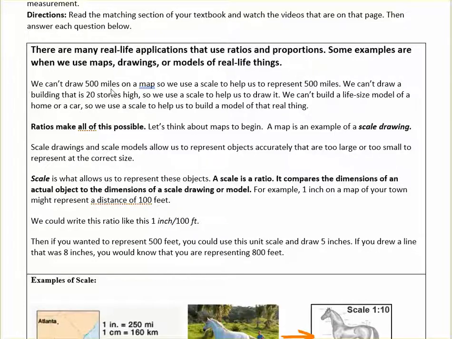So for example, let's talk about a map. We can't draw 500 miles on a map. You can't make a map that's 500 miles long because it wouldn't fit in your pocket or your car. So instead we use a scale to help us represent 500 miles. Similarly, we can't draw a building 20 stories high, but we can use a scale to help us draw it so that it fits on a piece of paper. We can't build a life-size model of a home or a car, so we use a scale to help us.